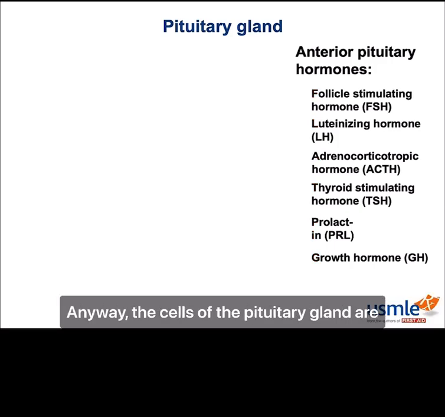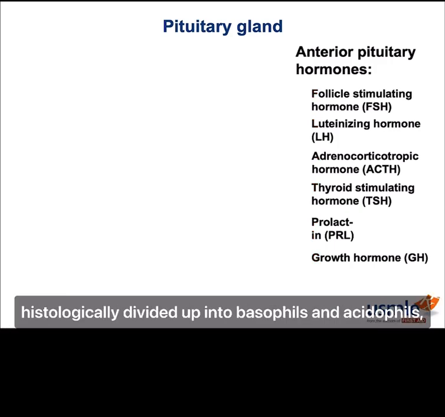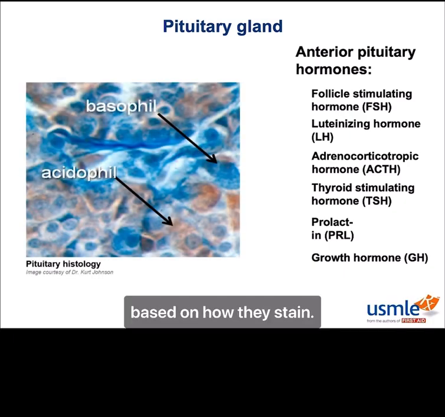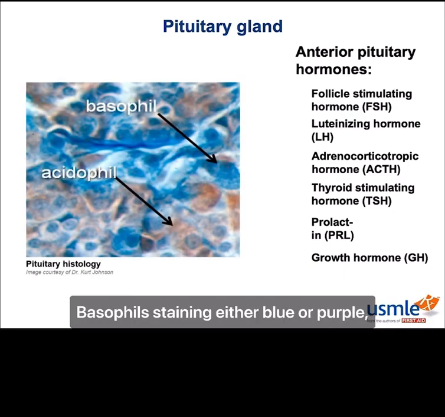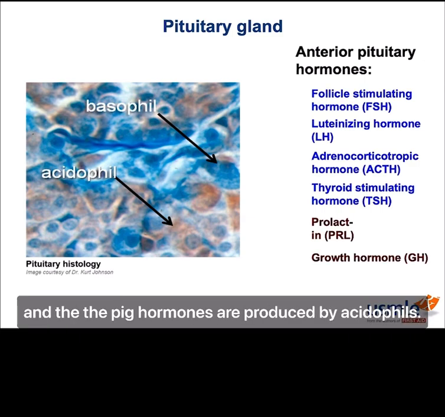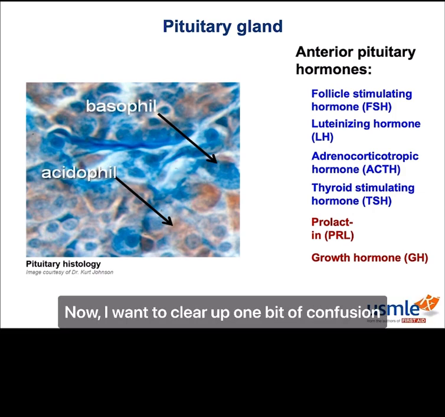Anyway, cells of the pituitary gland are histologically divided up into basophils and acidophils based on how they stain. Basophils staining either blue or purple depending on the stain, and acidophils staining a brighter red. The flat hormones of the flat pig series are produced by basophils, and the pig hormones are produced by acidophils. Now, I want to clear up one bit of confusion about acidophils and basophils. These are not 2 different cell types. Those are just descriptions of how they stain.